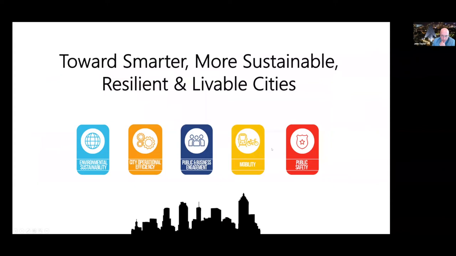So with that as a leading up to smart city digital twins, and what is a smart city digital twin, I thought I would give some examples in the five strategic thrust areas of smart city in the city of Atlanta. These are environmental sustainability, city operational efficiency, public and business engagement, mobility, and public safety. I have one or two examples in each, and then I'll give the more detailed combined example where we try and really do all five of those in one project in Columbus, Georgia.